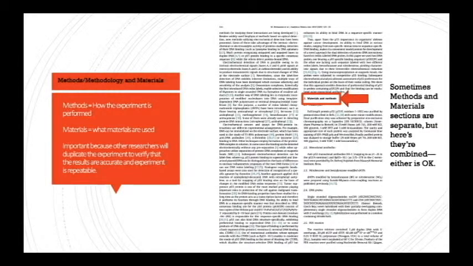And this is really important because other researchers will duplicate this experiment to verify that the results are accurate. It's part of the whole scientific process, that other scientists will reproduce researchers' experiments to just confirm that the results are accurate and that the conclusions you draw from the experiment are sound. So it's really important to have this section in here.